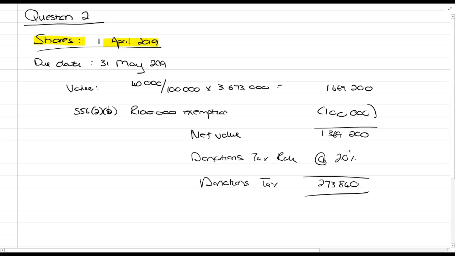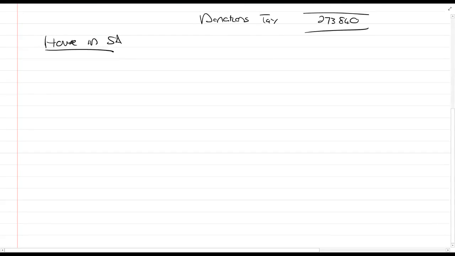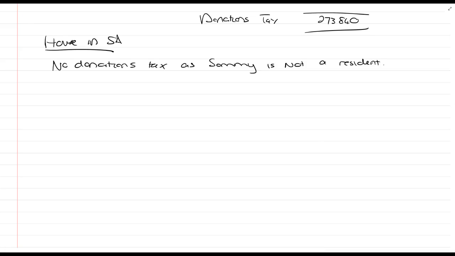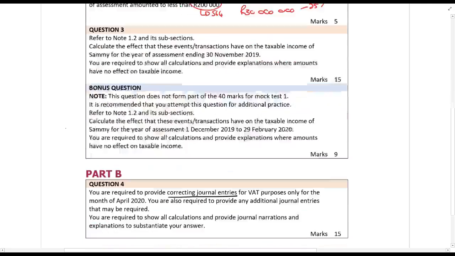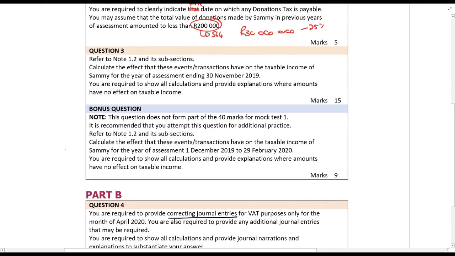The next one that we're now doing is the house in South Africa. Right, in this case there is no donations tax. Sammy is not a resident. Remember, she became a non-resident 1 December. This happened on the last day of February. So after that date, she's no longer a resident. Therefore, it does not apply. Alright guys, then we do question number 3.